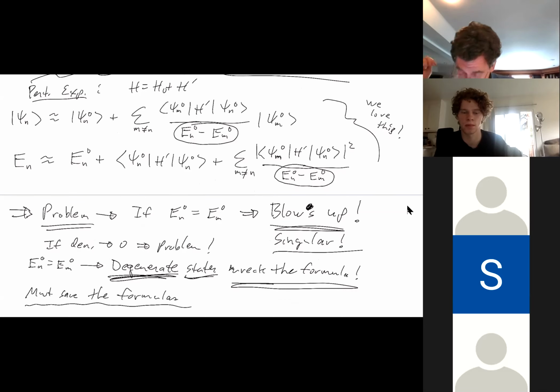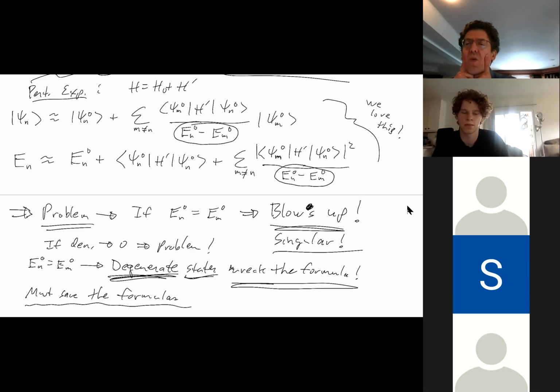Can someone tell me one way that the formula might be saved? What will save the formula from diverging? Hypothetically speaking, look at the formula and tell me something that might save it. I mean, can we just discard terms that have equal energies in the denominator? No, because they're part of the formula. They're in there, and they diverge. You can't just ignore it.